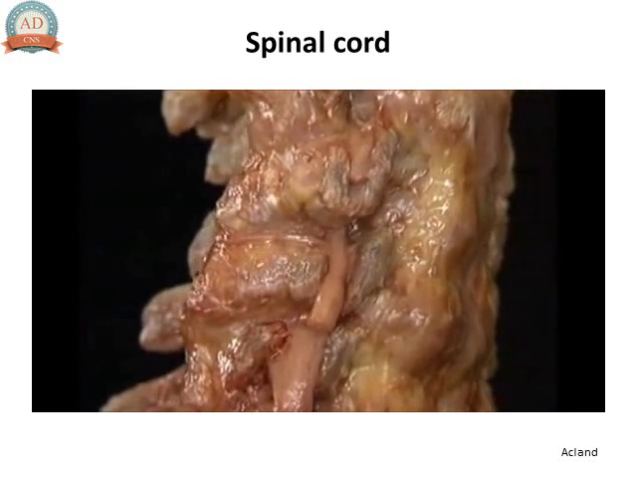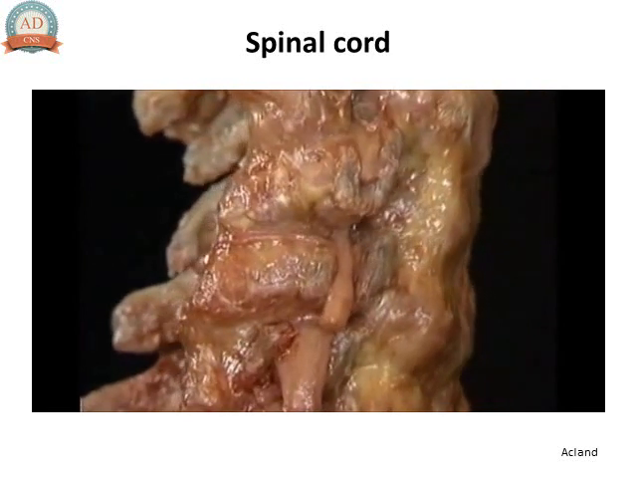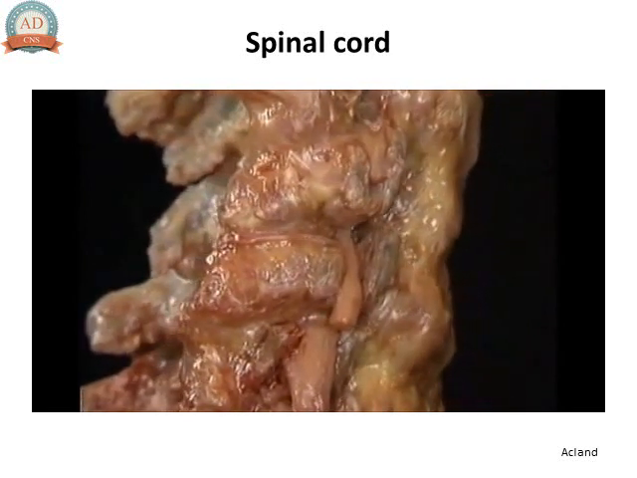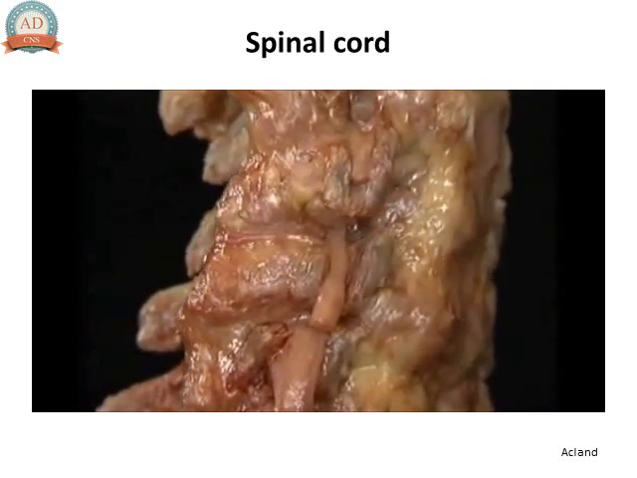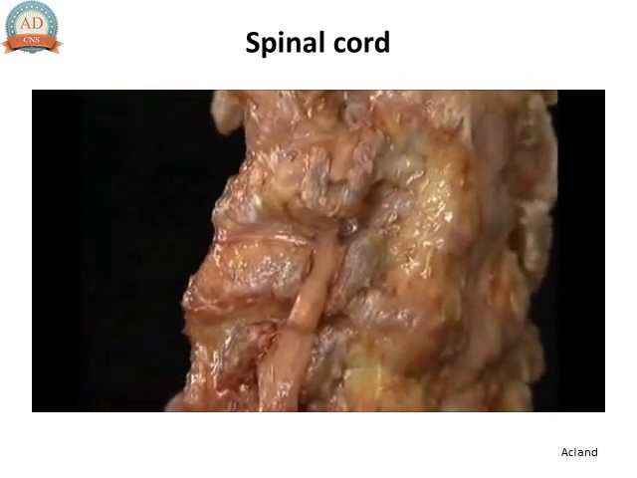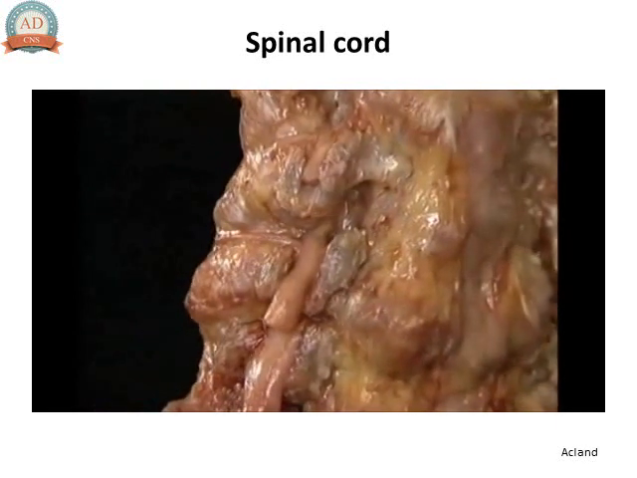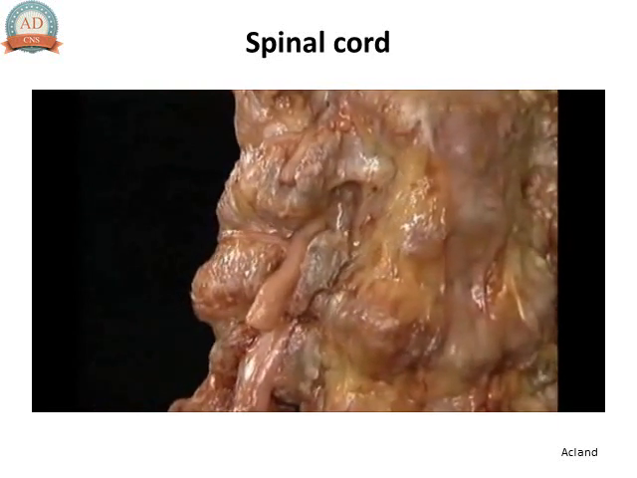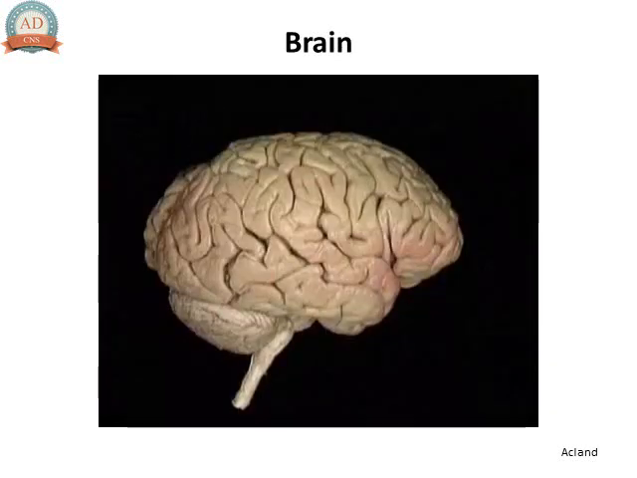The posterior primary rami of the spinal nerves pass backward to supply the muscles and skin on the back of the body. The anterior rami pass forward and laterally to supply all the rest of the body. This anterior ramus is an unusually large one.